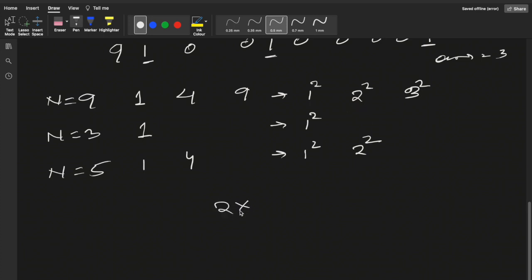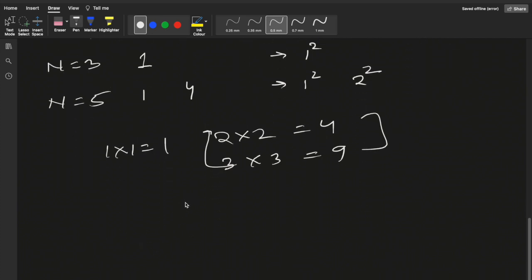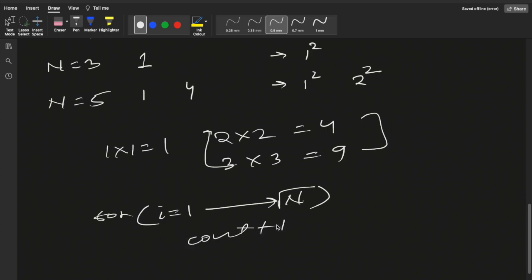So 2 into 2 is 4, right? And 3 into 3 is 9, right? These are the perfect squares. 1 into 1 is 1, right? These are the perfect squares. So what we need to do is take a for loop. We'll start with i equals 1 till n position, and we need to go till the square root of n, and we need to count. So this count will give the number of bulbs which are on.